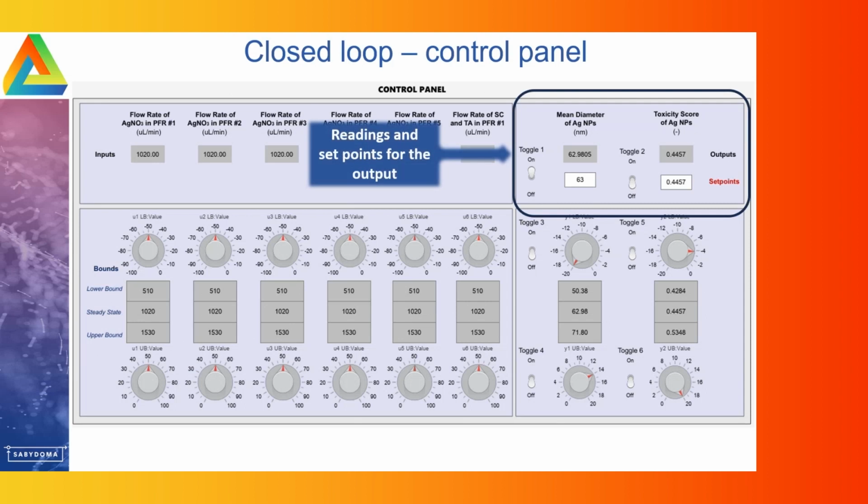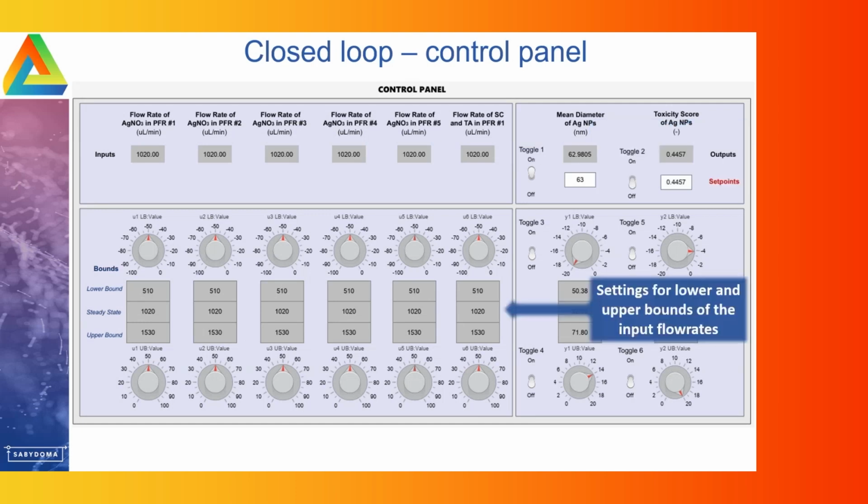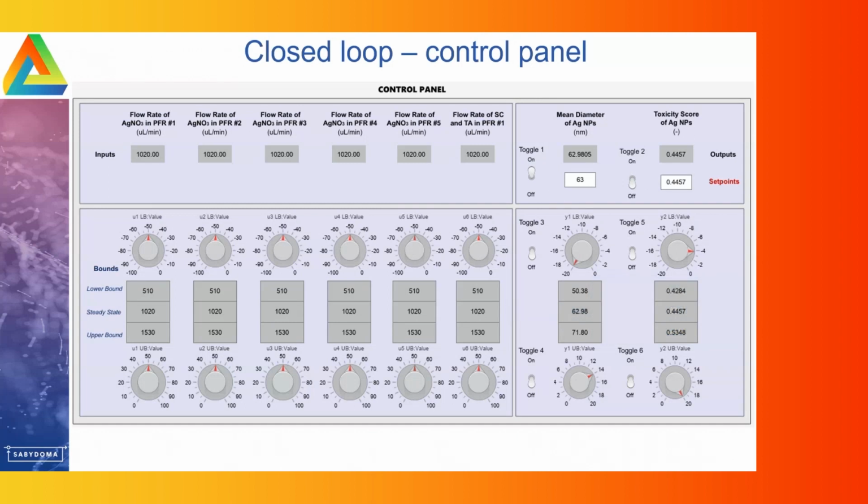The only input that we have to define here is actually the set points, and the rest is something that we can monitor. But there are also some changes that we can make, and these pertain to the limits of the input variables, the flows, up and low limit, and also the limits for the output variables, that is the toxicity.